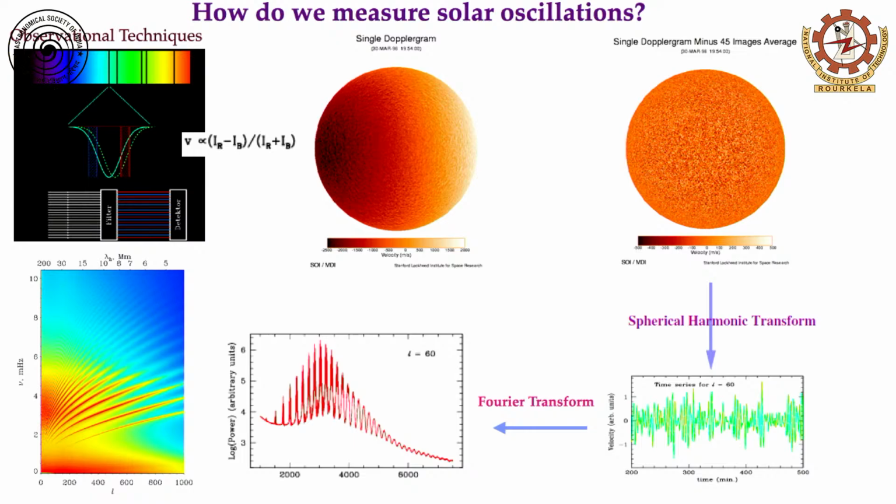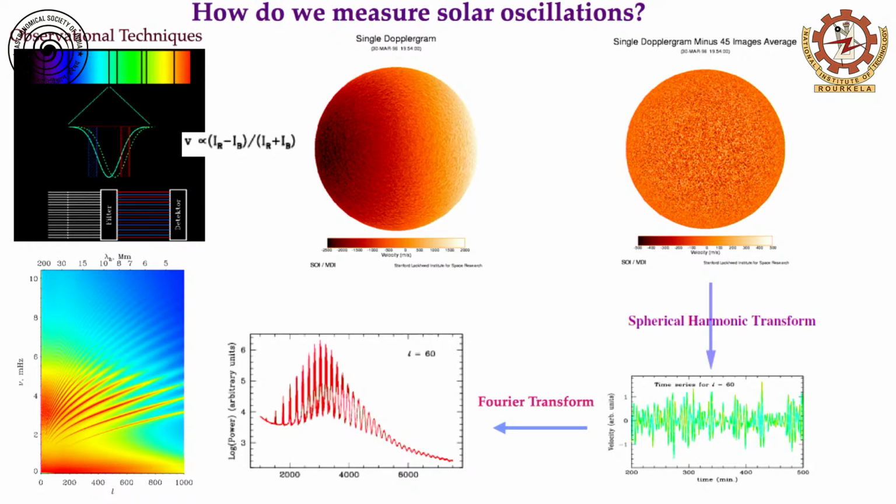Okay, just a quick introduction. How do we measure the solar oscillations? Usually you measure the Doppler shift of the spectral line which is forming in the photosphere. You make a Dopplergram, and you typically subtract all the motions, like those due to rotation and convection, by simply averaging a large number of images.